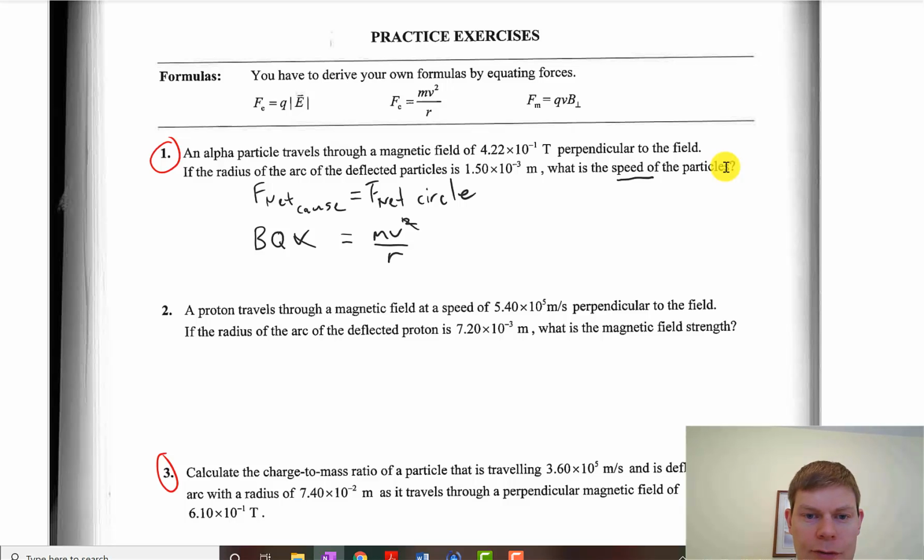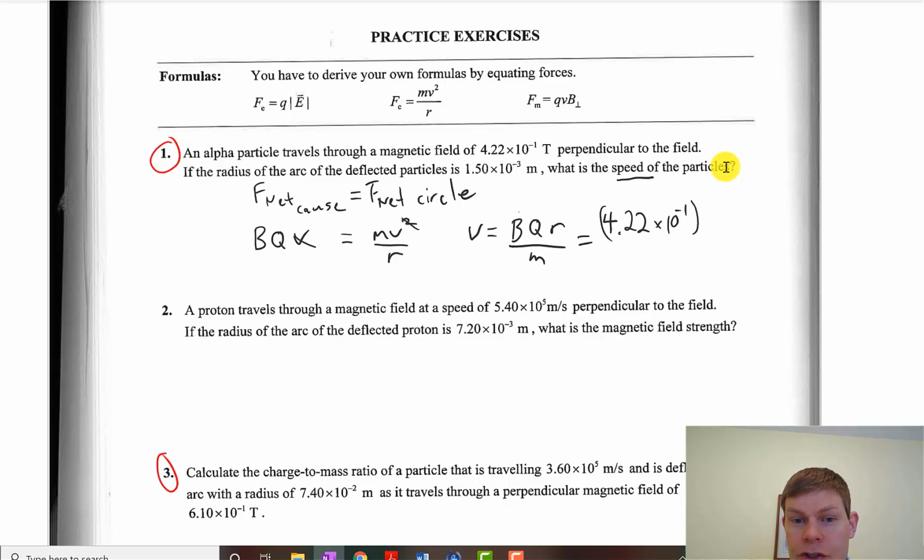Now we're interested in the speed, so we're going to solve for that. We'll cancel out one of our v's, rearrange to solve for v, and we will end up with velocity equals BQR all over m. So then we just plug stuff in. We have our magnetic field, remember, measured in Teslas, times 10 to the minus 1. I should have just done 0.422.